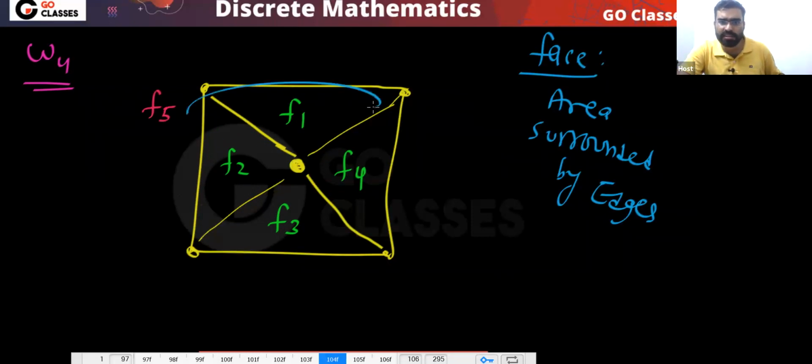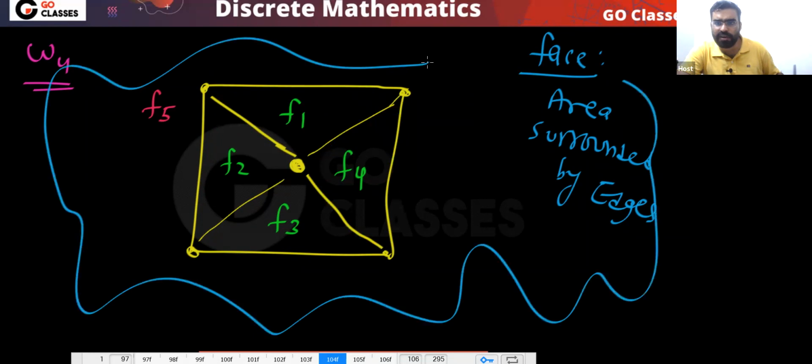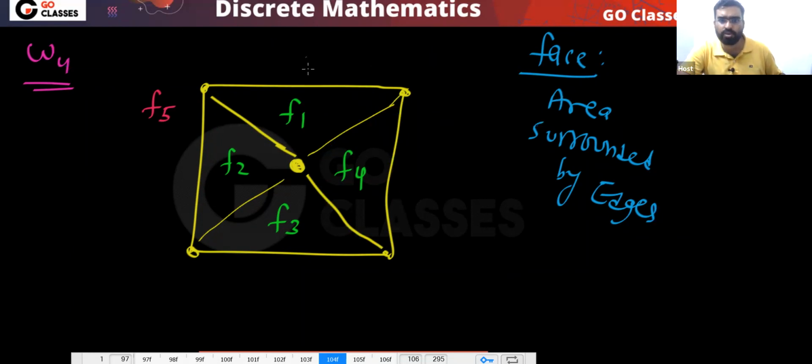These are interior faces, limited faces, the limited areas. But this is the infinite area, the outer face. This is called the infinite face.